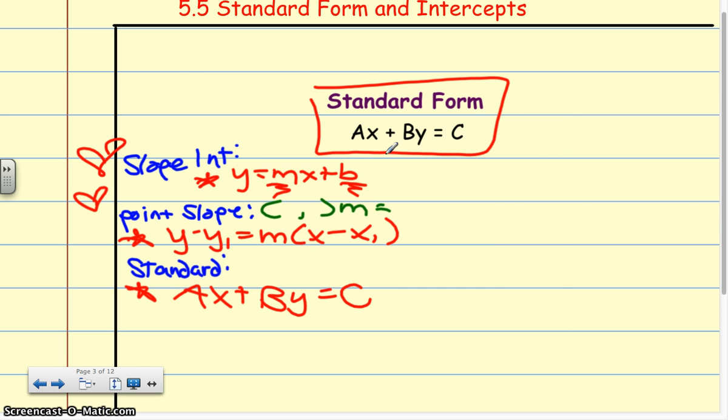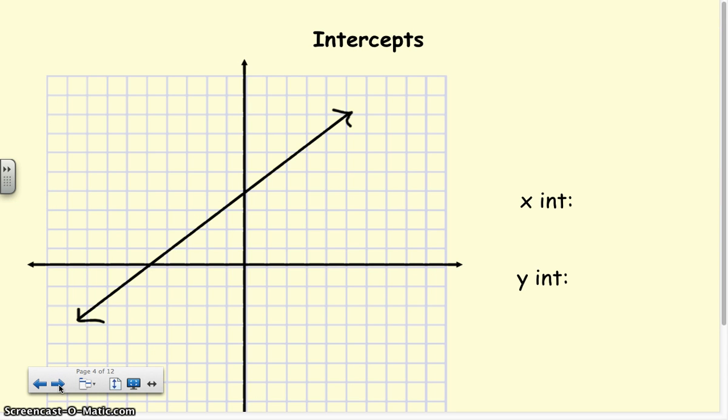Standard form is really helpful for us because it lets us know about intercepts. And I want you to make a heading in your notes, intercepts. There are two intercepts of a line. There's an x-intercept and there's a y-intercept.